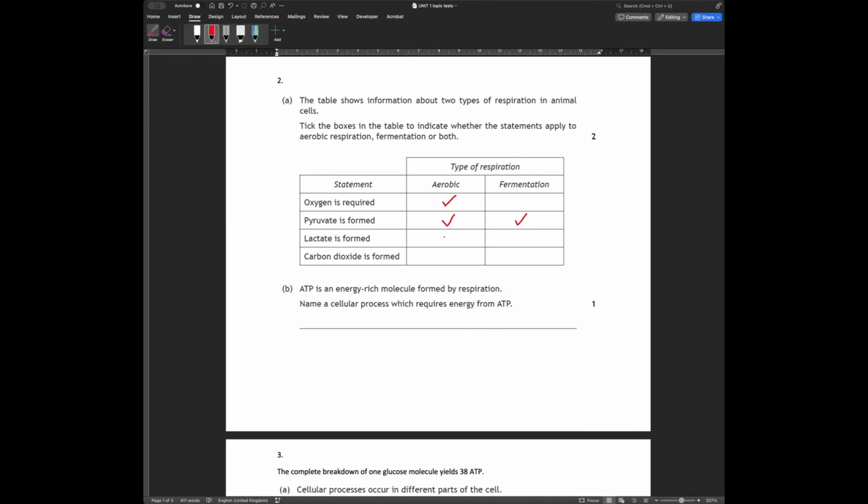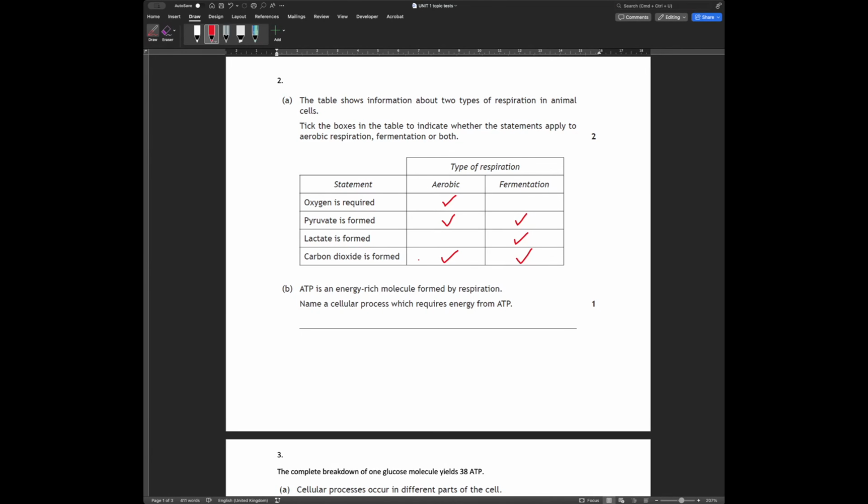Lactate is formed. That's only going to happen during fermentation in animal cells. It will not happen during aerobic respiration. And carbon dioxide is formed. Well, we know that aerobic respiration produces water, carbon dioxide, and a large number of ATP, so that one there. But we also know that fermentation in plant and yeast cells produces carbon dioxide and ethanol, so we're looking to tick that box too.